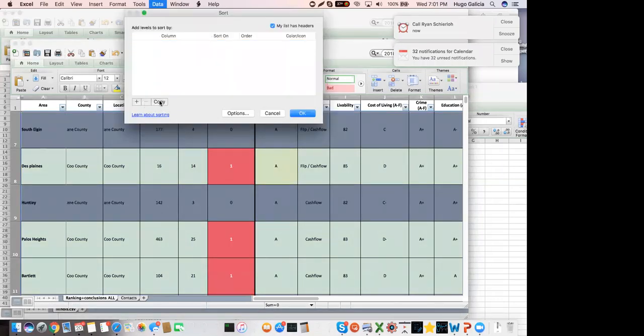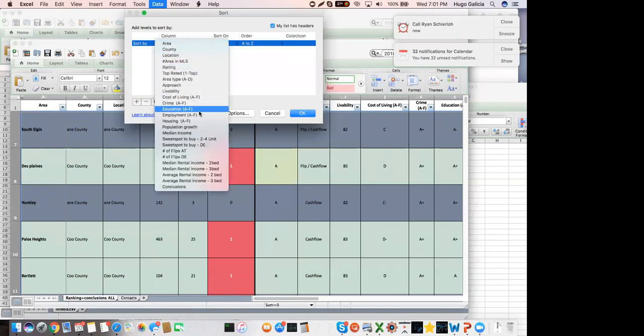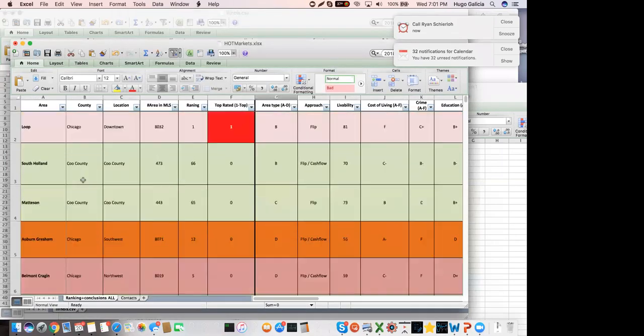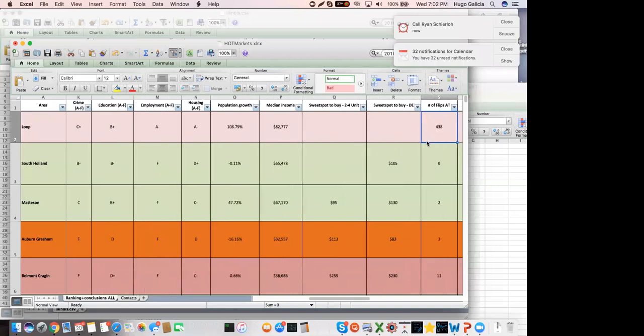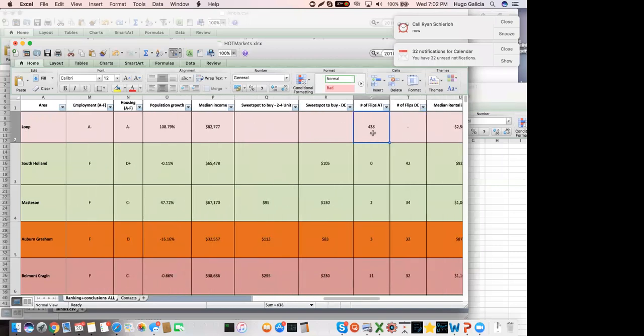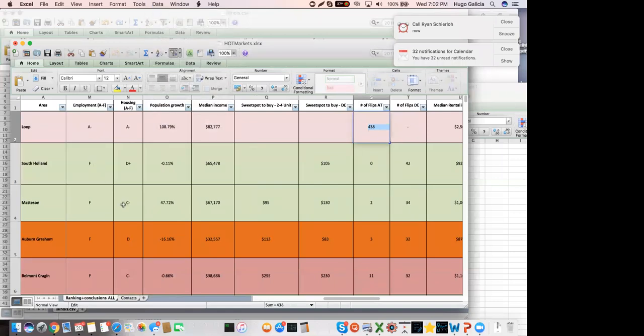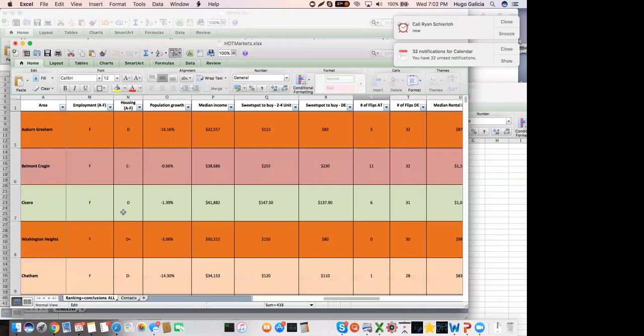So I'm going to remove that, and then I'm going to add a new filter. So give me number of flips. I want to know the number of flips, highest to lowest. So give me the areas. This is going to be a great indicator: the Loop, right? The Loop is going to have the highest number of flips. Then South Holland, Matteson. Here I just scroll to the right to see the number of flips. Okay, so 438 for the Loop, right here as number one. So it is that simple, friends, how you can filter the information to find out where the flips are happening.